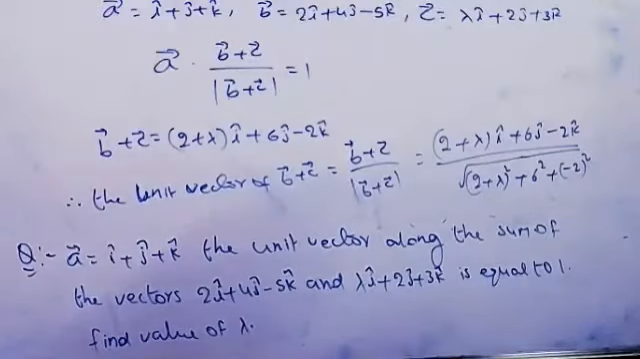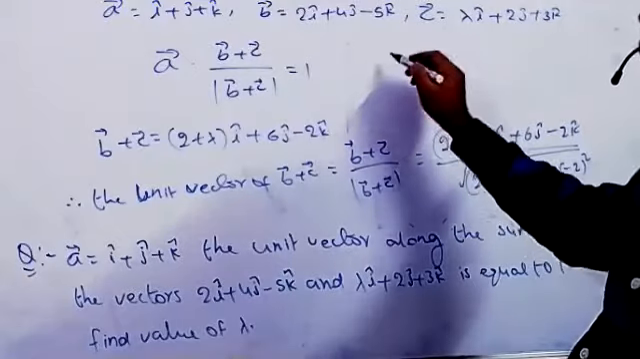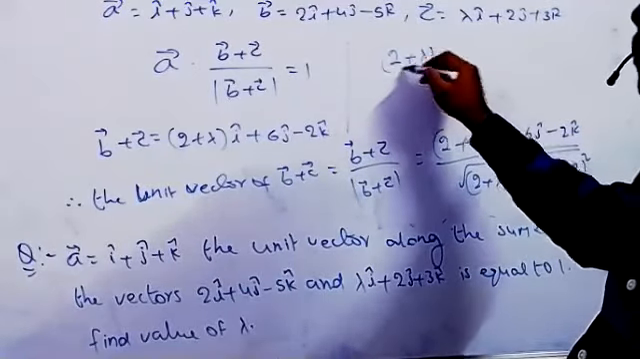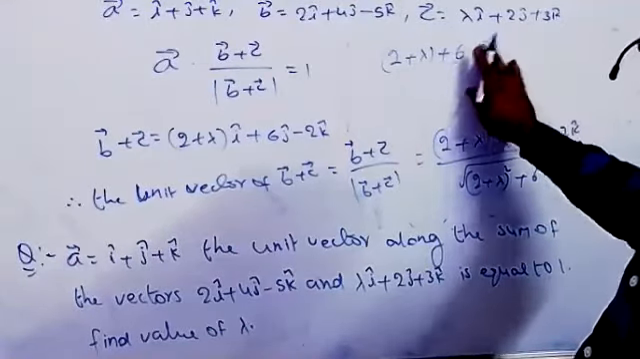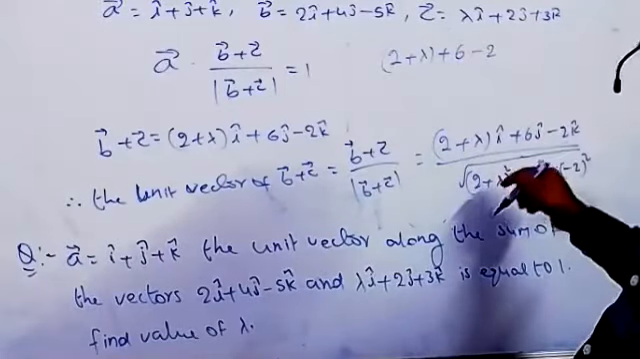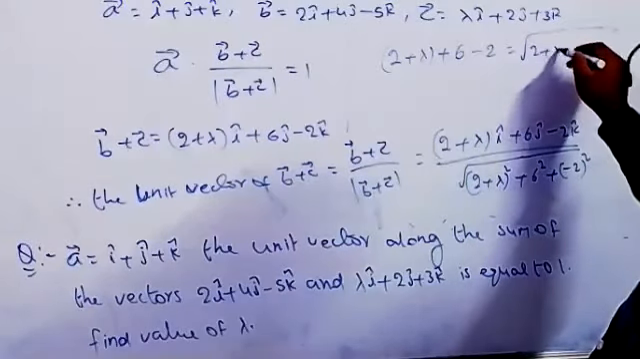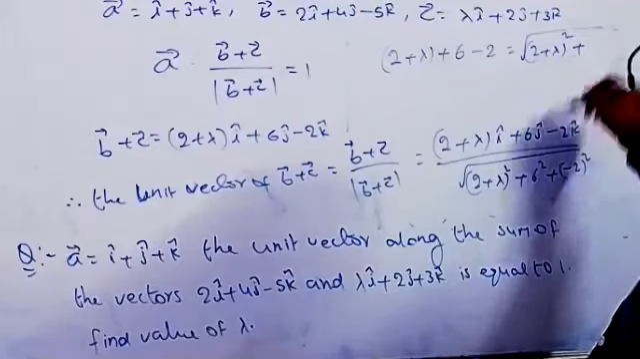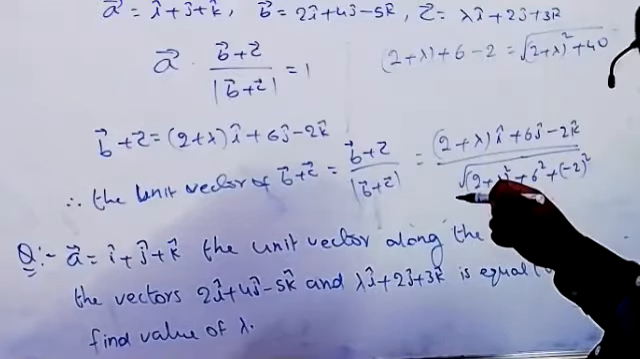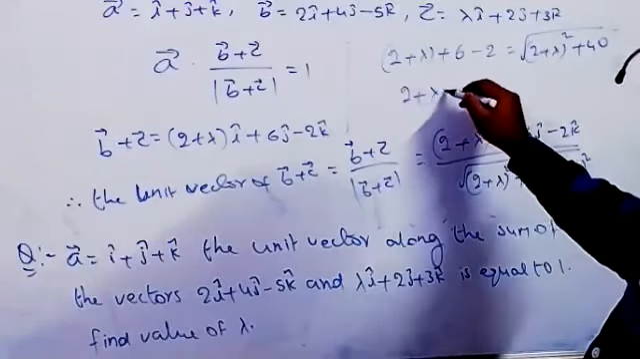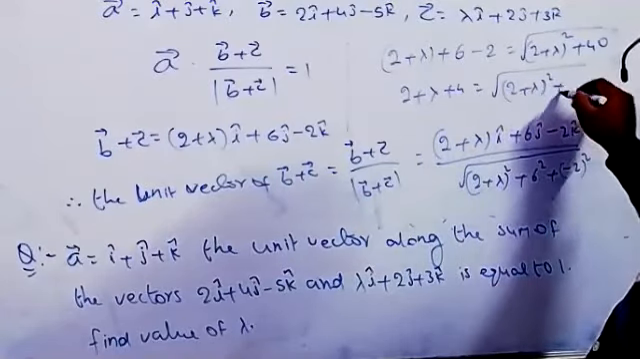Now take the condition: a dot the unit vector. 1 into this one will get as it is. That means 2 plus lambda, plus 1 into 6, plus 2 into minus 2, plus 1 into minus 2, equal to 1, meaning the denominator on this side. So the square root of (2 plus lambda) whole square plus 36 plus 4, that means plus 40. Now 2 plus lambda plus 4 is equal to the square root of (2 plus lambda) whole square plus 40.